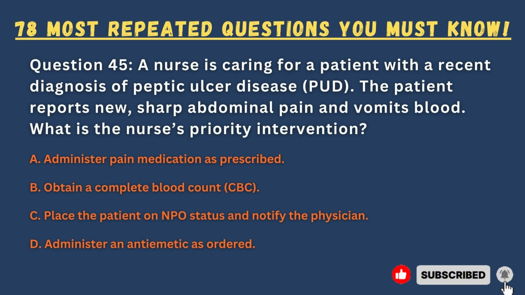Question 45. A nurse is caring for a patient with a recent diagnosis of peptic ulcer disease, PUD. The patient reports new, sharp abdominal pain and vomits blood. What is the nurse's priority intervention? A. Administer pain medication as prescribed. B. Obtain a complete blood count (CBC). C. Place the patient on NPO status and notify the physician. D. Administer an antiemetic as ordered.